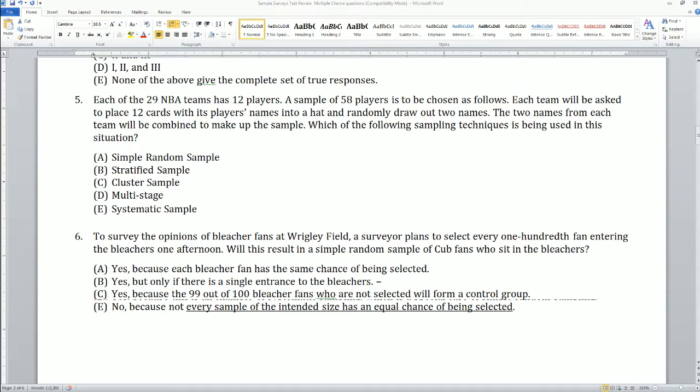But here's the weird part. Each of the 29 teams, do you see how they're already in a little group, with a set number? So because they're in 29 teams, which one can you already knock out? Simple random sample. Correct. You could also knock out D, and you could also knock out E. Your only two left should be B and C. So it would be stratify. Why not cluster?